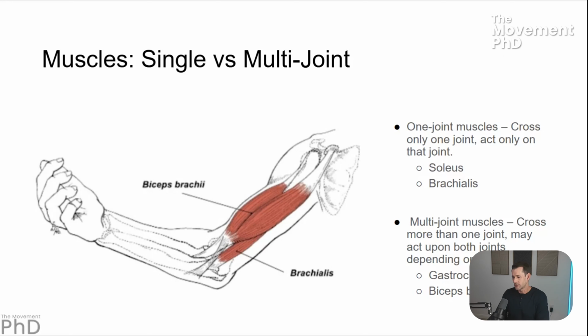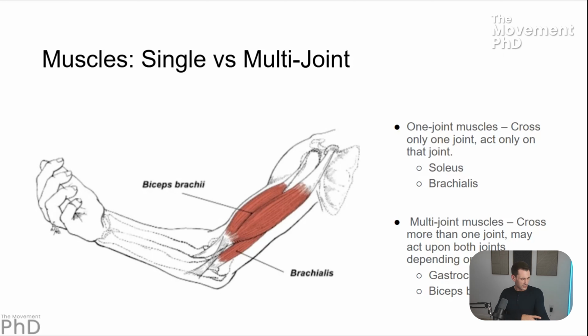Using a similar example for the two joint muscle, the gastroc crosses not only the ankle joint, but it also crosses the knee. Therefore, if my knee is in some flexion, that gastroc is not going to be able to work as well because it's going to be too short. It's a good thing we still have that soleus, which is the powerhouse of ankle plantar flexion, to then produce that motion of plantar flexion.